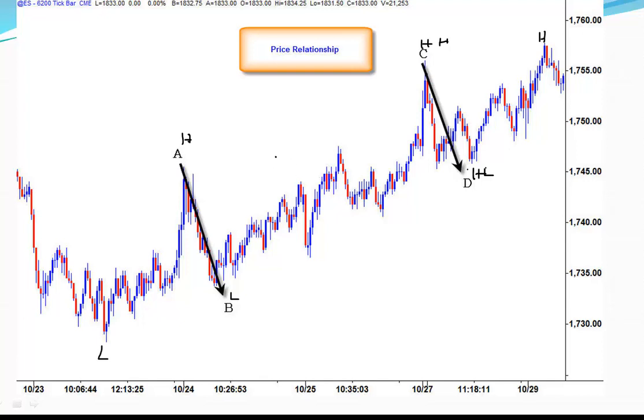Now, I want to take it one step further. In the Dow theory, which we'll get to at some point, I'm going to go more into trend in the future. What it does also say is you have these higher highs and higher lows.